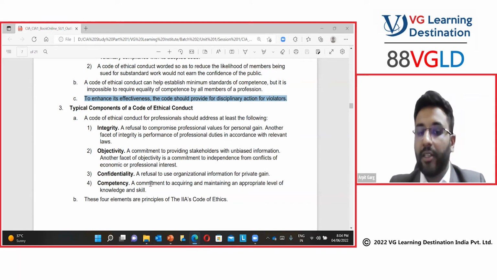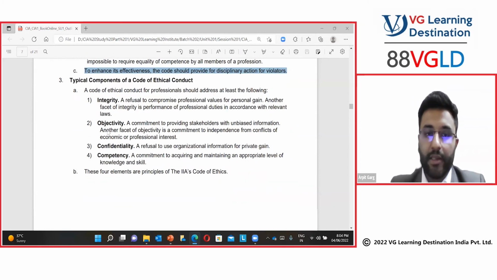So these are the 4 elements or principles of the IA Code of Ethics. Here, very briefly, the 4 components of the Code of Ethical Conduct. Are you all clear? Yes.